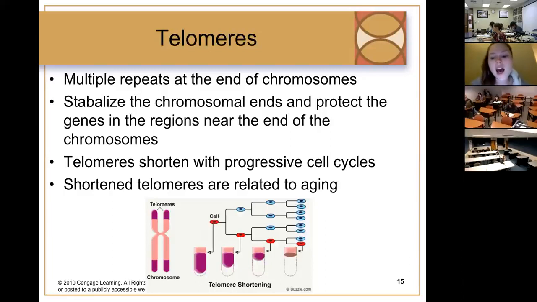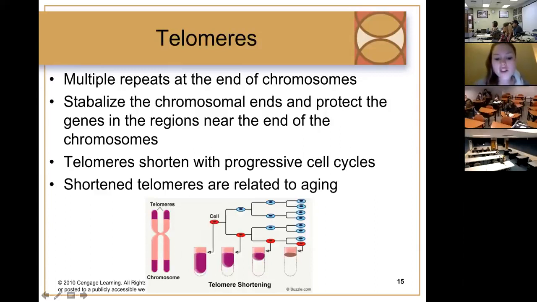And telomeres are interesting because telomeres will actually shorten with progressive cell cycles. We all know cells divide, especially during growth and development. And as a cell divides, the telomeres start getting shorter. And it's actually been figured out that shortened telomeres can be related to aging. Because as you age, your cells will have gone through a lot of different cycles.